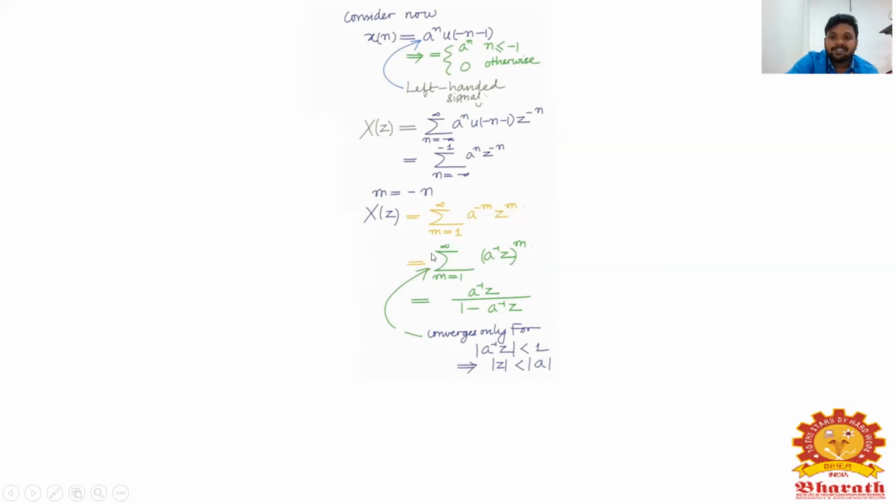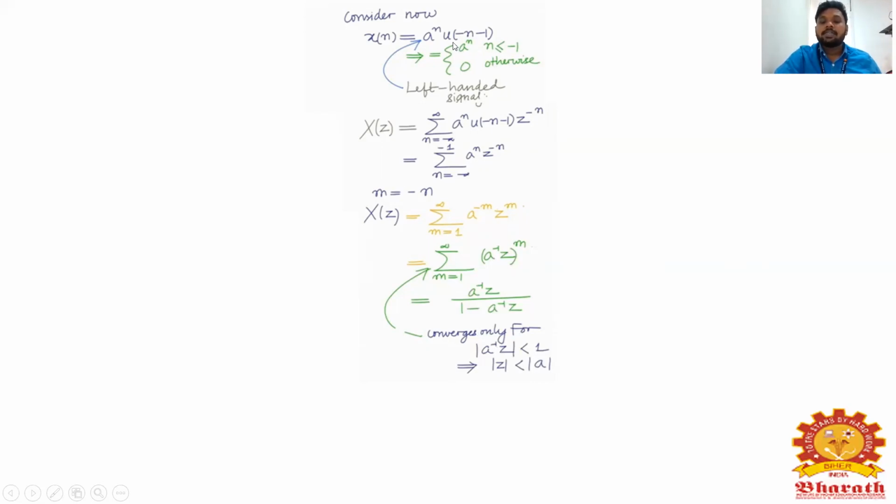So for this, if I take a z transform, I will get summation m is equal to 1 to infinity a power m, which can be written as a power minus 1 divided by 1 minus a power minus 1. Similarly, if I take a summation for a power minus 1 z whole power m, I will get a power minus 1 z divided by 1 minus a power minus 1 z. This converges only for a power minus 1 z less than 1, so that is modulus of z is less than modulus of a. So that we can understand.